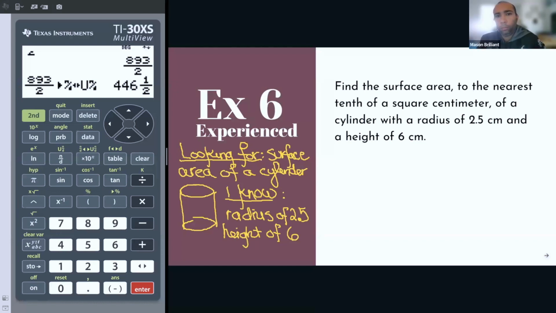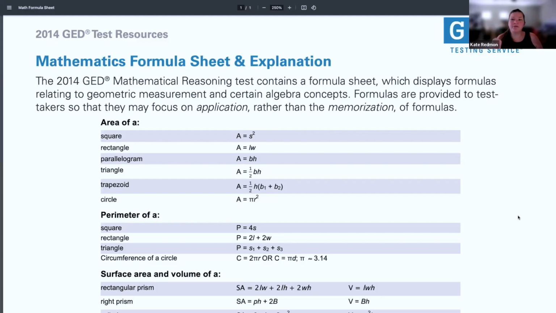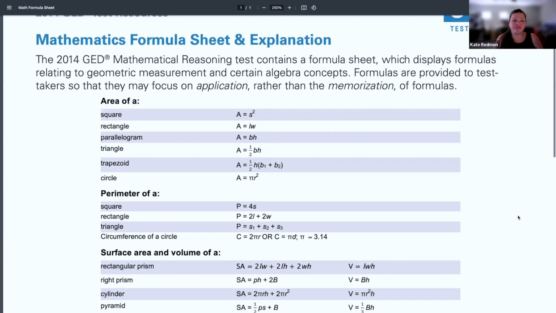Beautiful. We know what we're looking for, surface area of a cylinder. We know what we have. We have a radius and height. So we need a formula that relates those things. Remember that I said that a cylinder was a 3D solid? We've only been working in area and perimeter because we've been working with flat shapes.